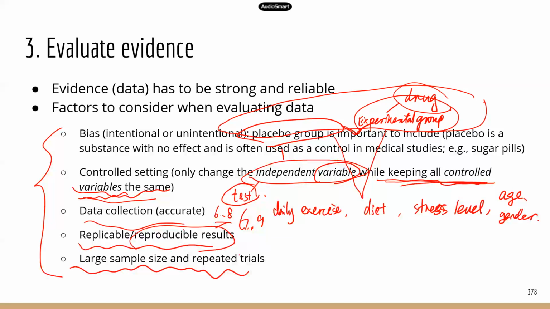Large sample size and repeated trials. So the larger the sample size is, the more reliable your conclusion is, right? Because a larger sample size will take into consideration all the variations among different subjects that you test. So it will give you a more accurate reflection of the actual data. Repeated trials, just like a large sample size, can give you a more accurate reading because you're taking the average, right? And then the average is probably closer to the actual value.